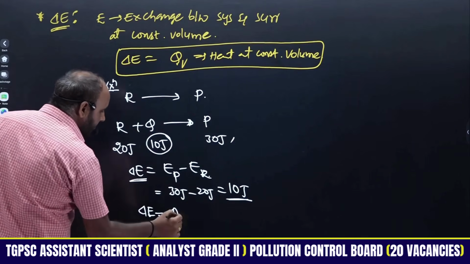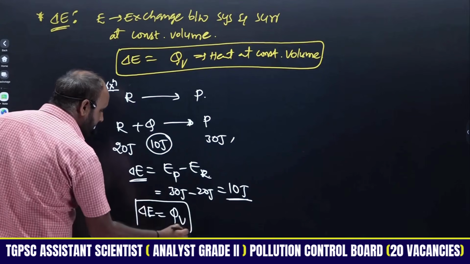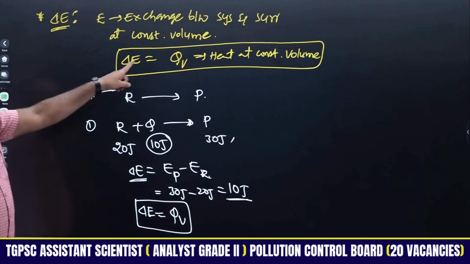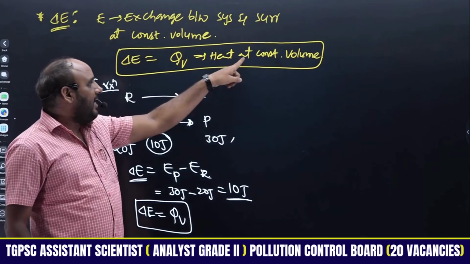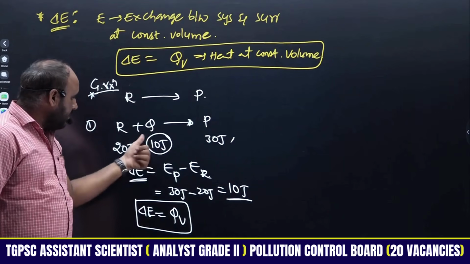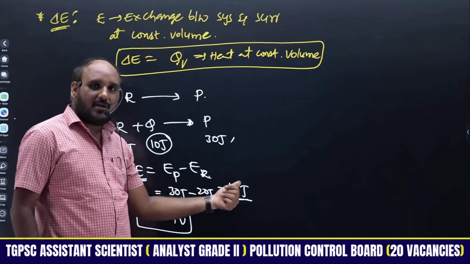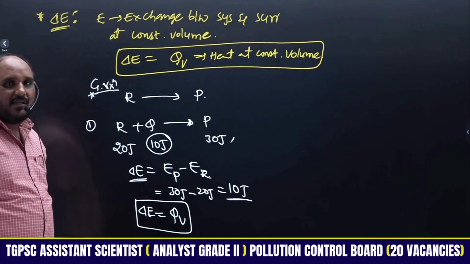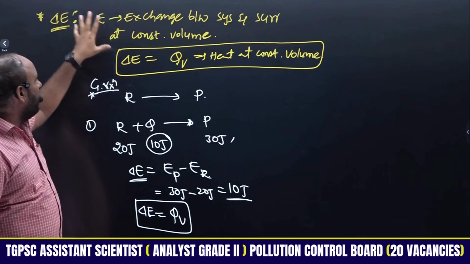This is when volume will be kept constant. Delta E will be QV, right? So here delta E is equals to QV means heat at a constant volume. At constant volume QV, that is 10 joules. Delta E will be 10 joules, right? So therefore delta E is equals to QV, right? So this is the change of internal energy.